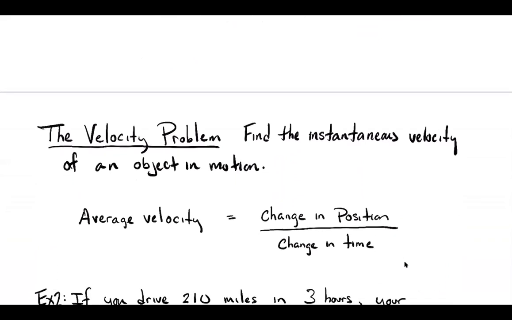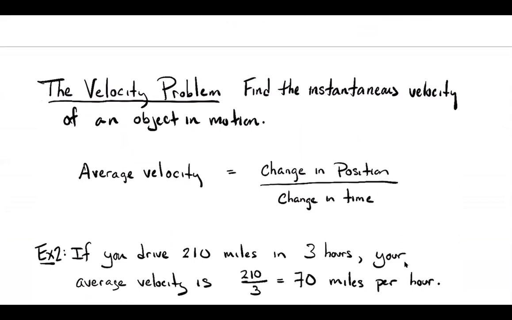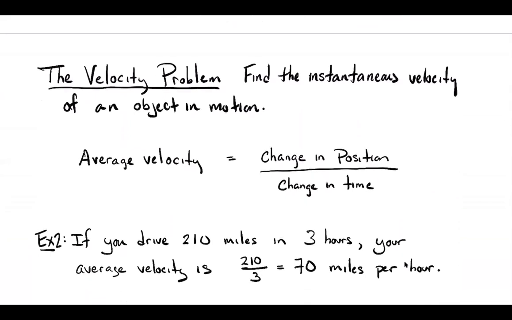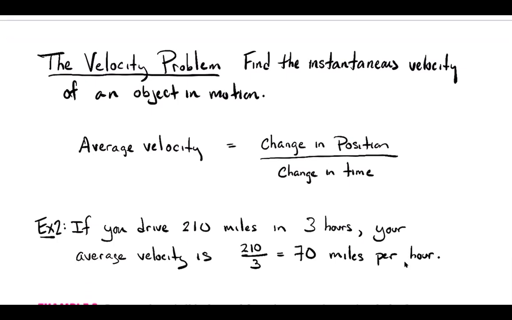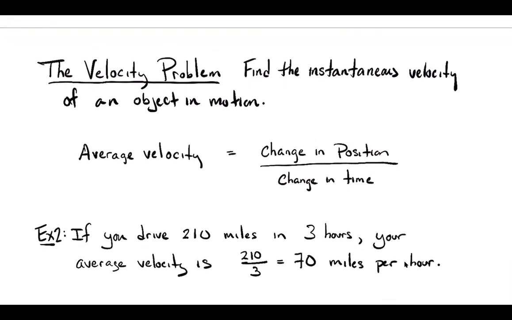You compute average velocities, not instantaneous velocities, by taking the change in position over the change in time, right? Because distance is equal to rate times time. Well, that means rate is distance over time. So just to put that in a concrete example, suppose you take some road trip, you drive your car, and you drive 210 miles in exactly 3 hours, just for simplicity. All right, so your change in position was 210 miles. Your change in time was 3 hours. And so your average velocity is 210 divided by 3, or 70 miles per hour.